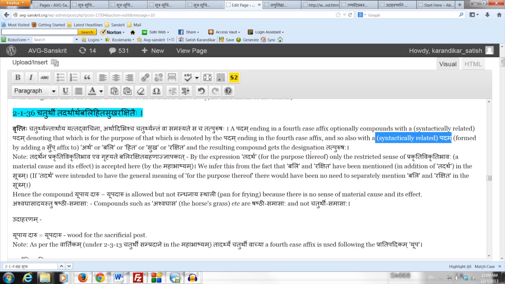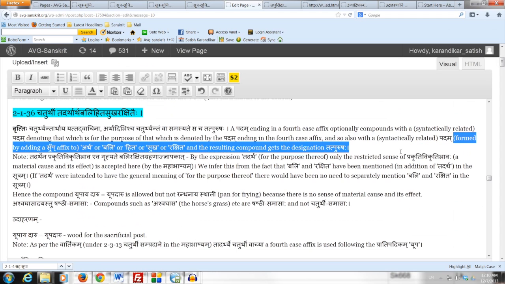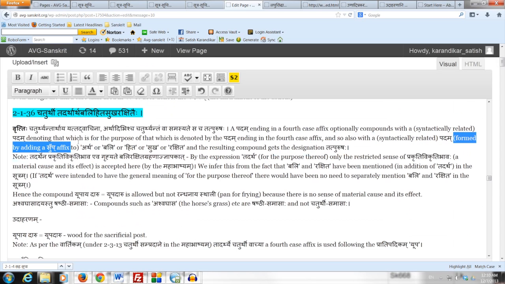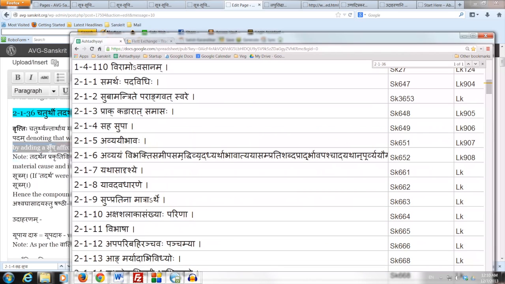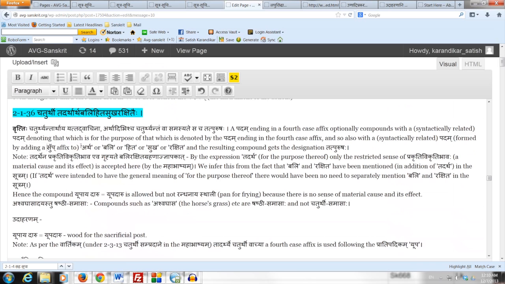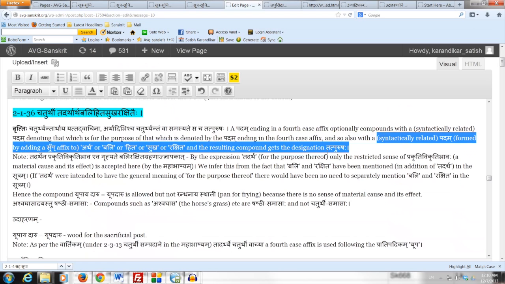And why don't we simply say compounding takes place with artha or bali, etc.? Why do we say a padam formed by adding a subaffix to? Because remember the Adhikara Sutram 214 Sahasupa. Hence compounding may only be done with a Subantam Padam. So the terms Artha, Bali, Hita, Sukha, Rakshita have to be joined with a subaffix first before compounding can take place.